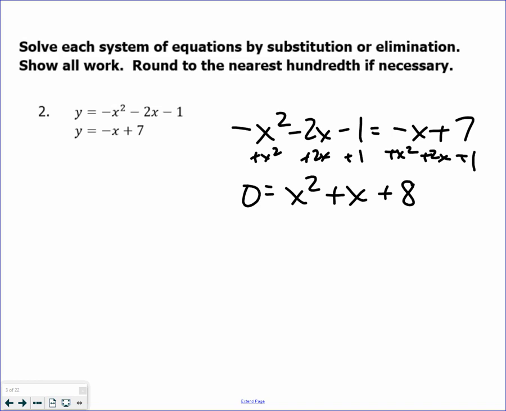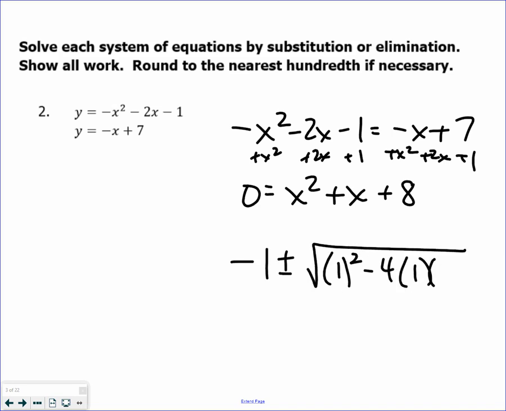Now, this one's not factorable. There are no factors of 8 that are going to get you 1. So my methods of solving now become more limited. I'm going to use negative b plus and minus the square root of b squared minus 4ac all over 2a. So I'm going to use the quadratic formula.